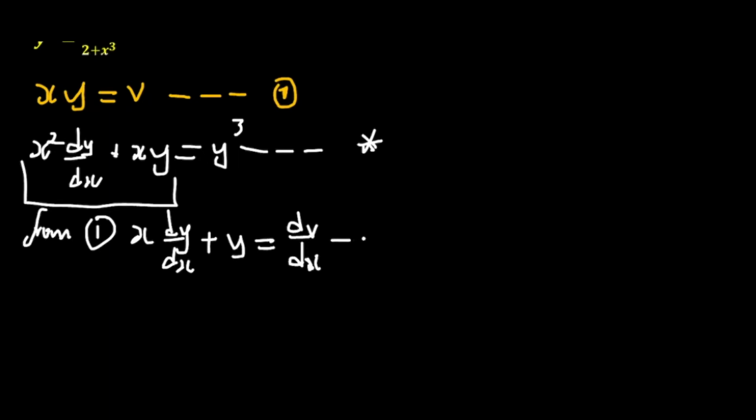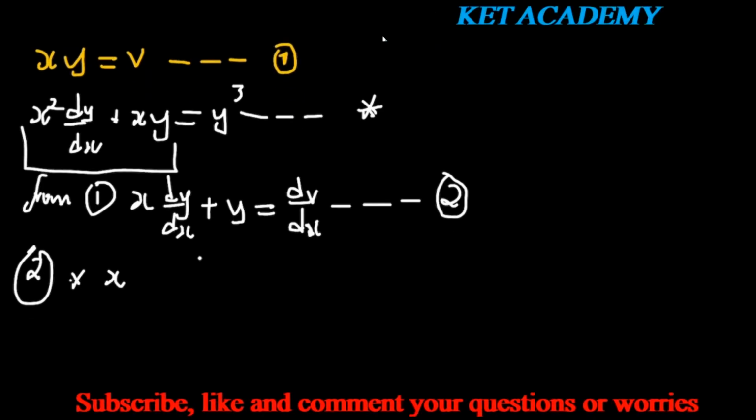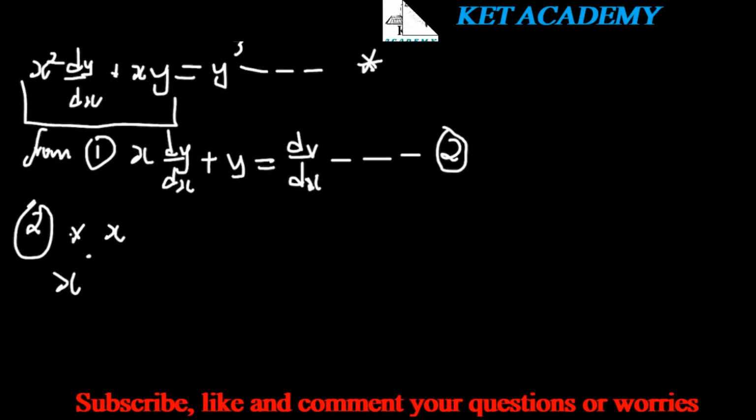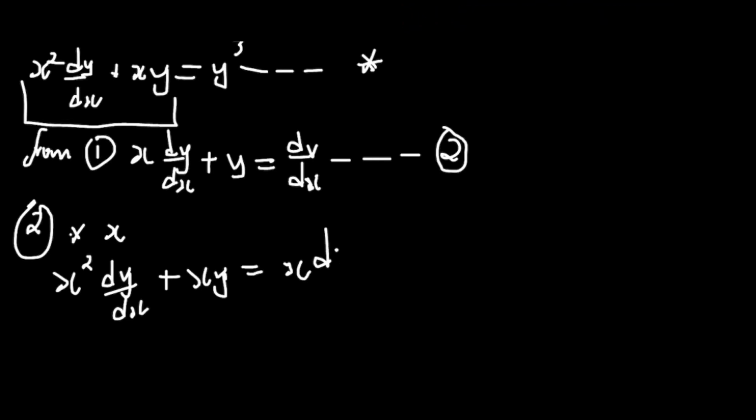If we call this our equation 2, and we multiply equation 2 by x, we're going to have x squared dy/dx plus xy equals x dv/dx. We are going to name this our equation 3 for a reason.